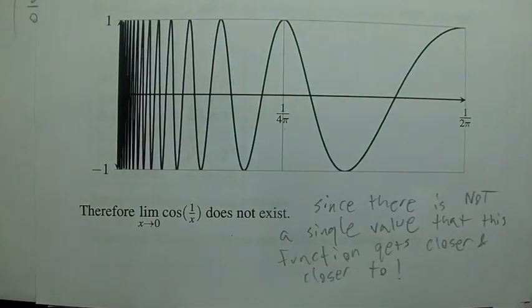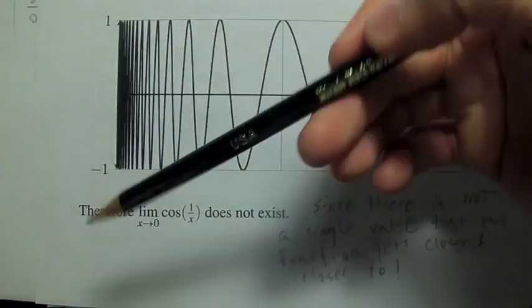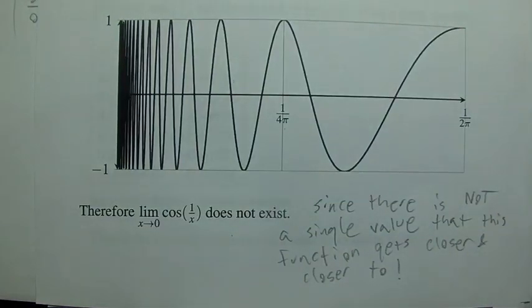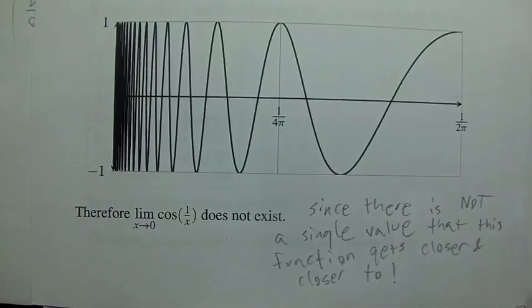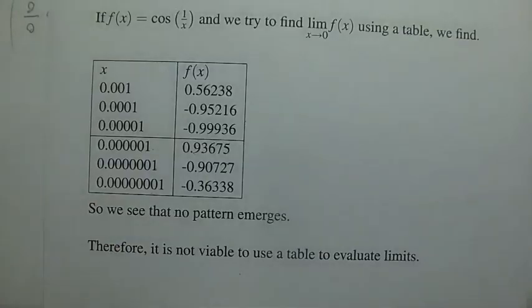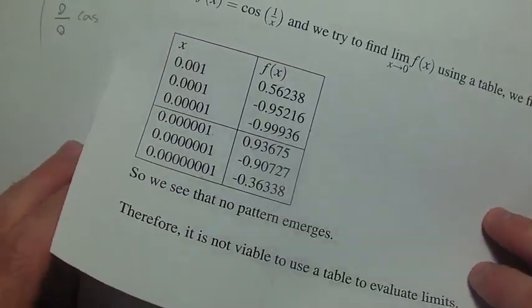Here it's just squishing into making a big sludge between -1 and 1. So that's why we can't use a table. That is why we are actually trying to find other ways to calculate limits.